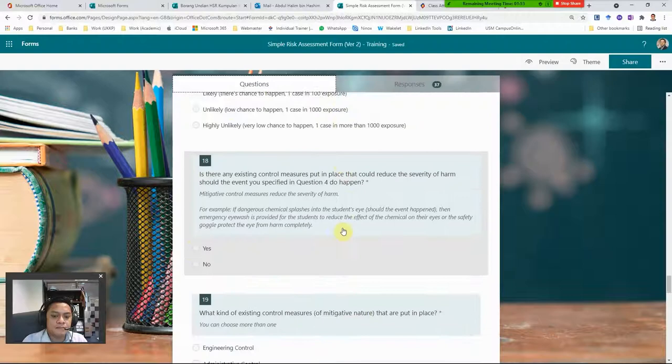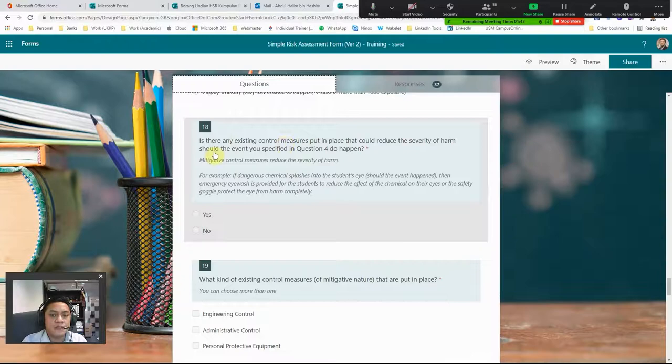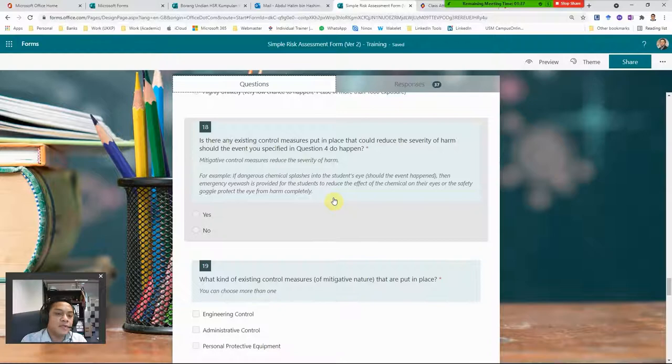Quick question number 18. Is there any existing control measures put in place that could reduce the severity of harm? But this is mitigative control measures. Severity, it must happen first. Preventive control measure, we try to avoid it from happening. Mitigative control measures, what if it happens? Yeah. What if it happens?